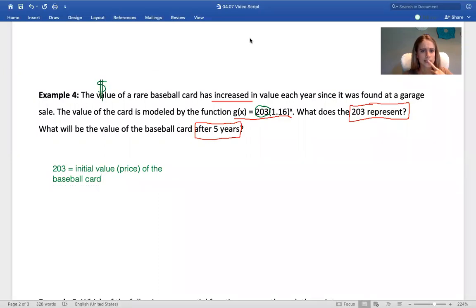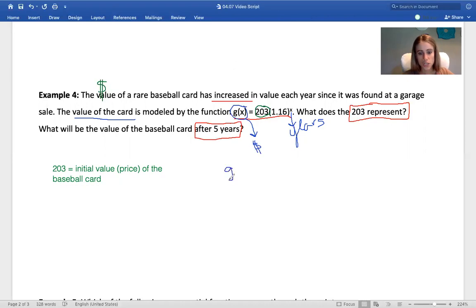Well, if we use those skills that we practiced a minute ago with linear functions, it says the value of the card is modeled by this function. So therefore, g of x represents the value. Well, in this question, what will the value be after 5 years? So 5 represents years. That must be my other variable. The E doesn't really look like an E, but whatevs. All right, so that means I can substitute 5 into my equation, and that will give me the value.